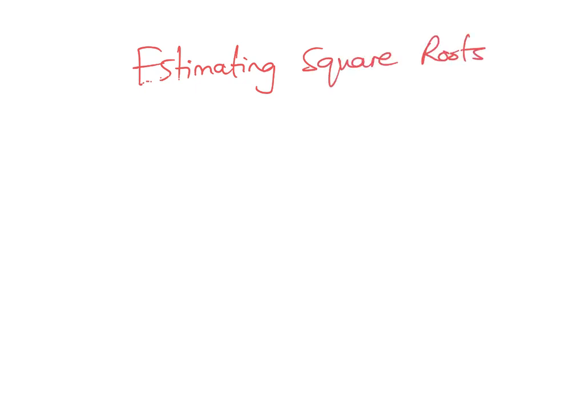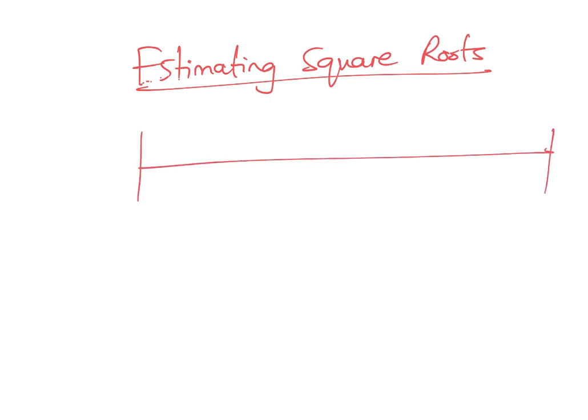So if we're going to estimate square roots, this occurs when you have somebody asking, for example, what is the square root of 83? Well, we know what the square root of 81 is. We know it's 9. And we know what the square root of 100 is. We know it's 10.